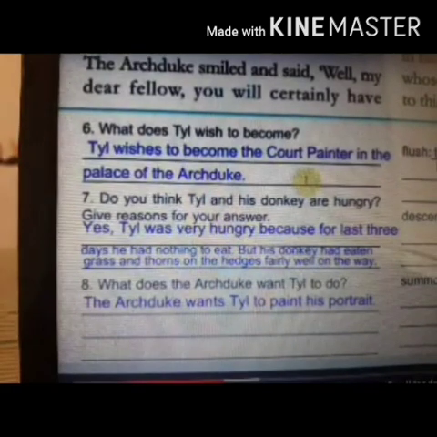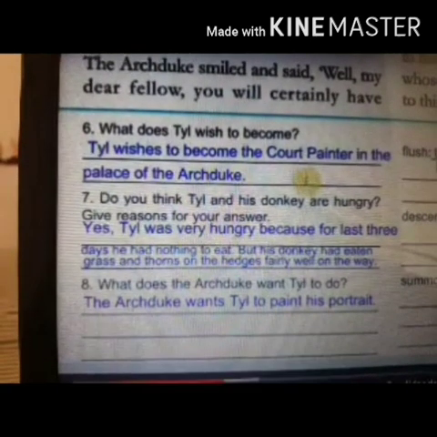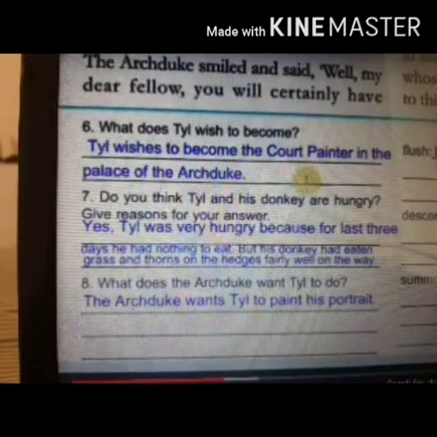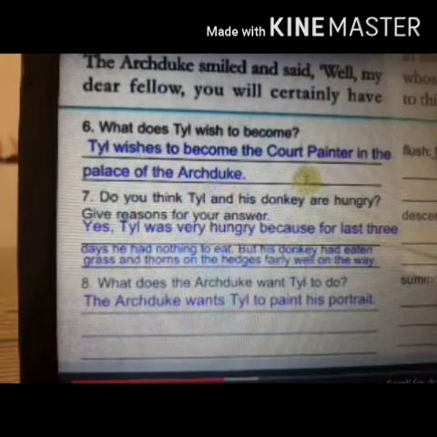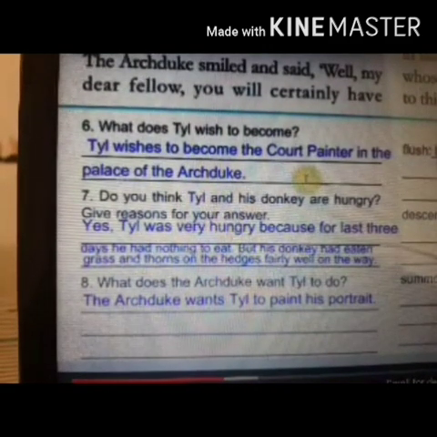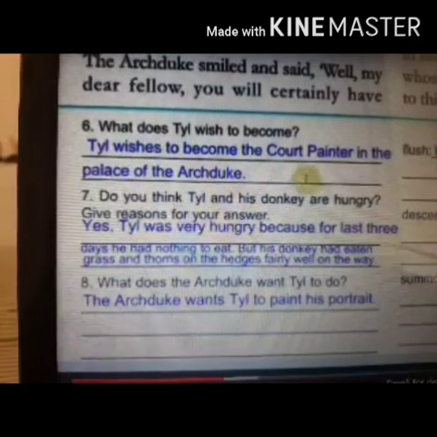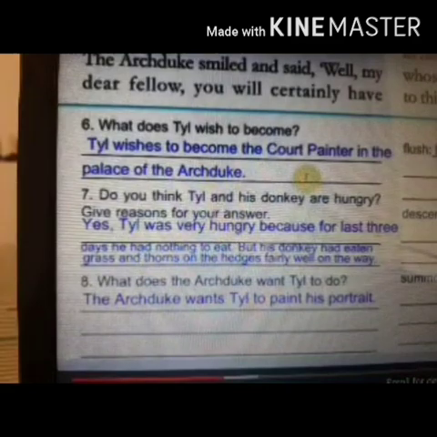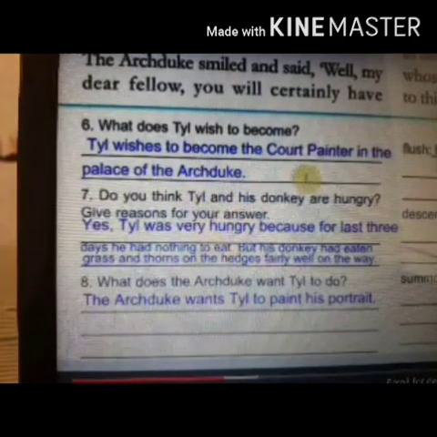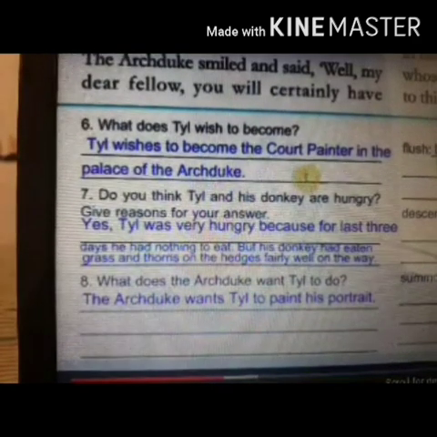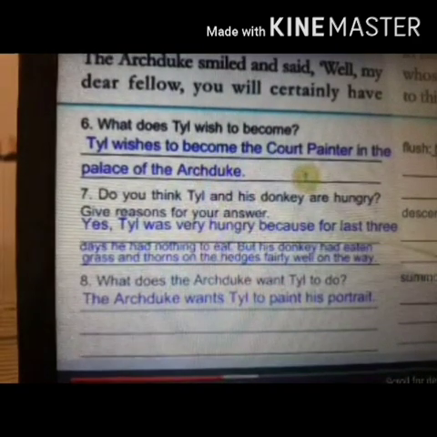Question number 6. What does Till wish to become? Till wishes to become the court painter in the palace of the Archduke. 7. Do you think Till and his donkey are hungry? Give reason for your answer. Yes, Till was very hungry because for the last 3 days he had nothing to eat. But his donkey had eaten grass and thorns on the hedges fairly well on the way.